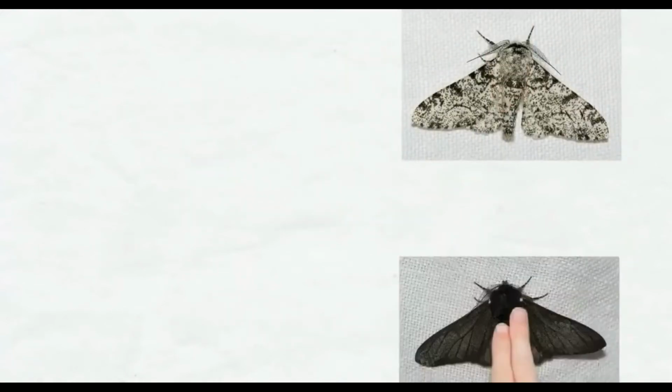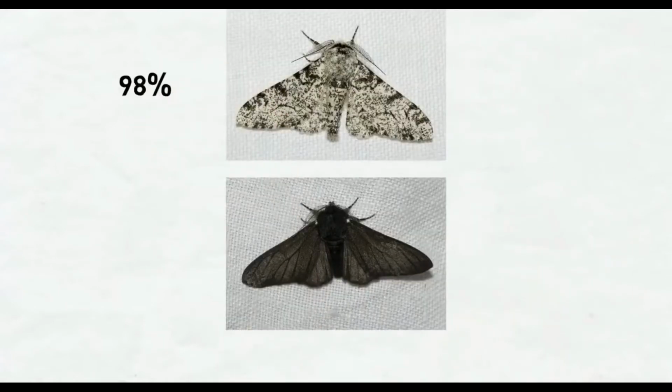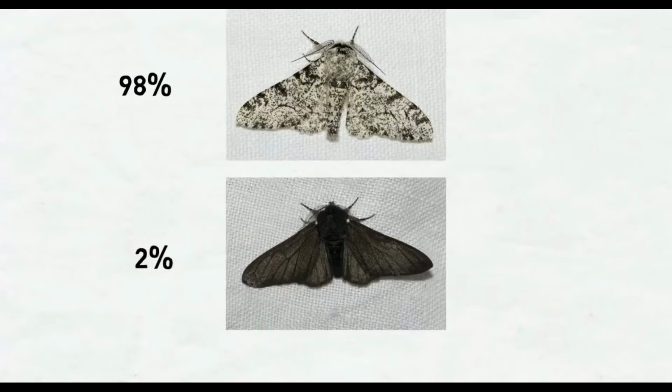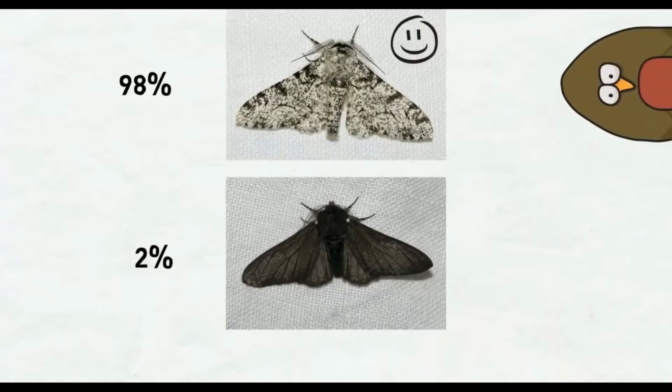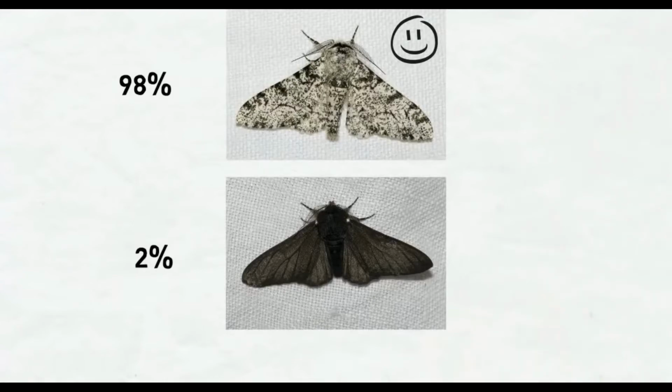Take the peppered moth. In London in the early 1800s, 98% of peppered moths had light-coloured bodies, only 2% were dark. The light moths were very happy because they were the same colour as the trees, which meant that they could easily hide from hungry birds. The dark peppered moths were easy to see and, well, eat.